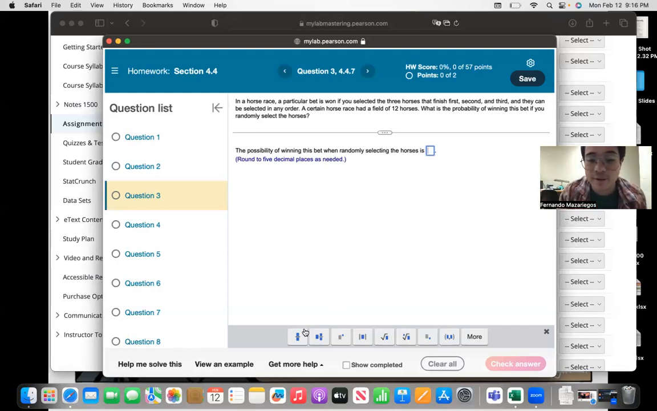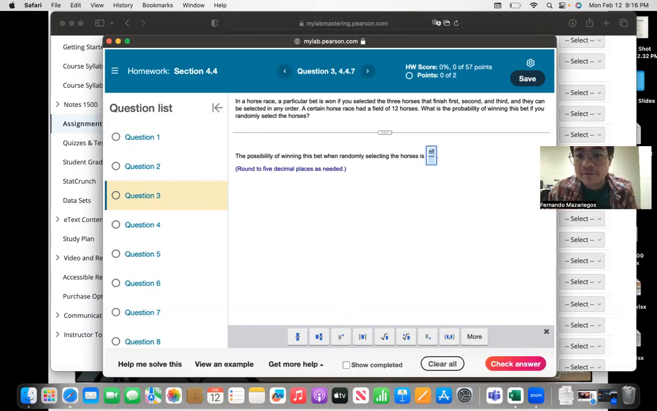And what is the formula for a permutation? That is n factorial over n minus r factorial, where n is the total amount of objects we can choose from, and r is the amount of objects we are choosing. So this becomes 12 factorial over 12 minus 3 factorial. And if we simplify this, it becomes 1,320.